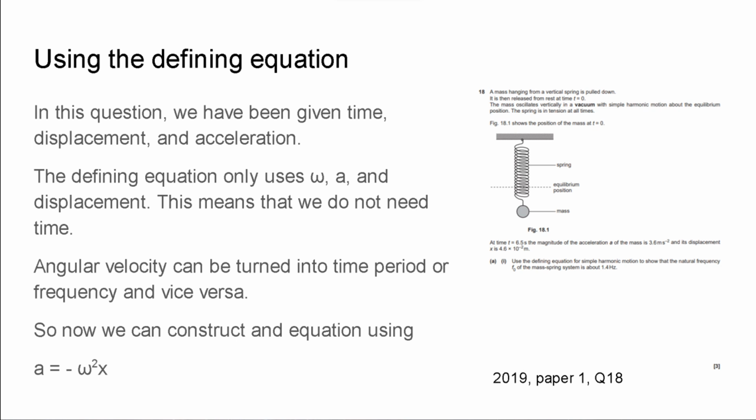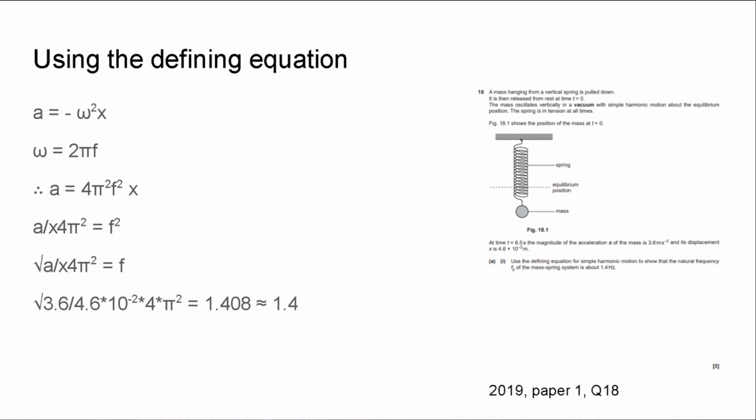So we can now construct an equation using the defining equation. As we know, omega is equal to 2 pi f, so we substitute that omega into the defining equation, giving 4 pi squared f squared x equals acceleration. We can then rearrange the equation so that f squared is on its own, and then root both sides so that f is on its own. Only then should we put in our numbers.